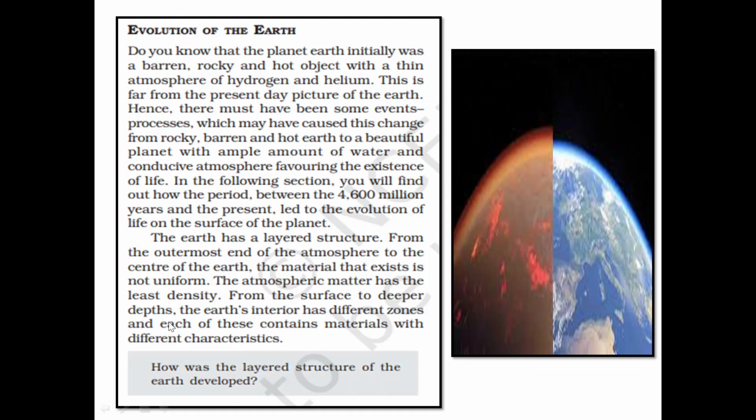From the surface to the deeper depths, Earth's interior has different zones. We have already seen the zones inside the Earth, like the crust, mantle, and the core. And each of these contains materials with different characteristics. So I have already told you that the material which exists in the interior of the Earth or the atmosphere is not uniform.